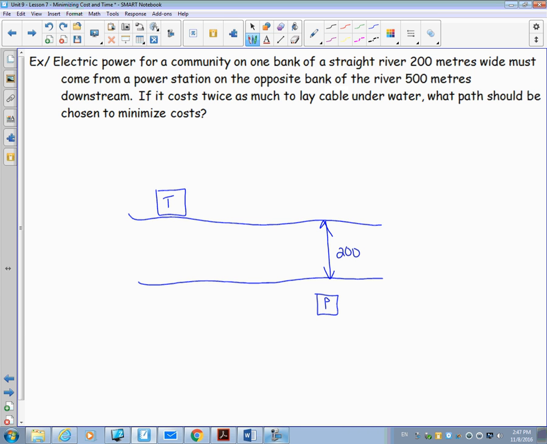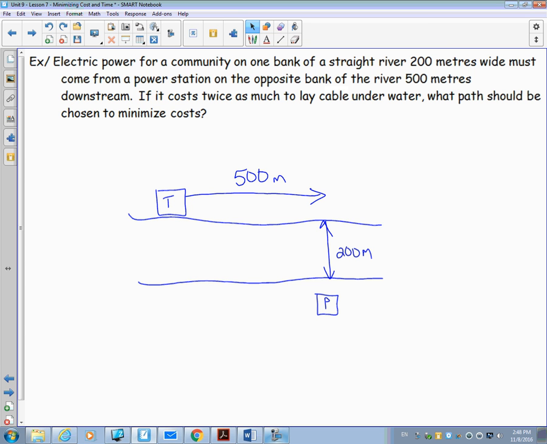Okay. What does it say? It comes from a power station opposite the bank of the river, 500 meters downstream. So downstream, this distance here has got to be 500. I think these are all meters here, right? Yeah. It costs twice as much to lay cable underwater. A path should be chosen to minimize costs.